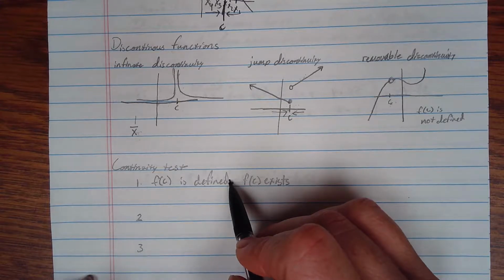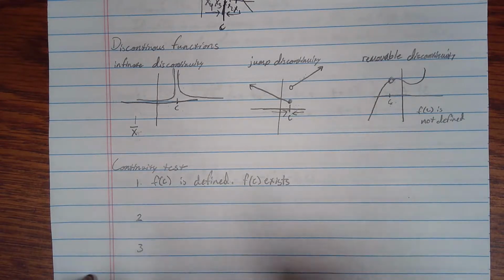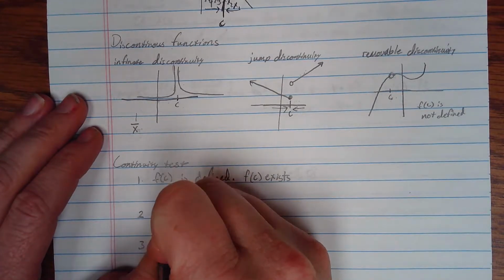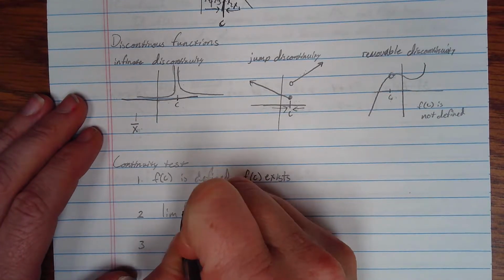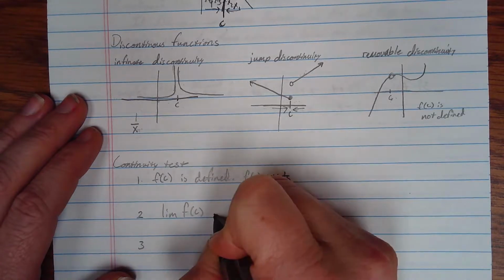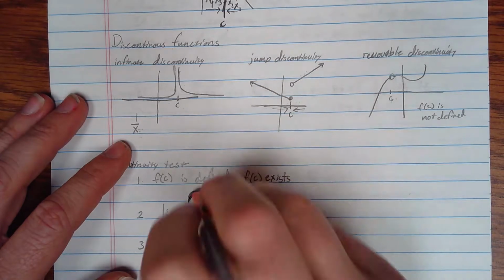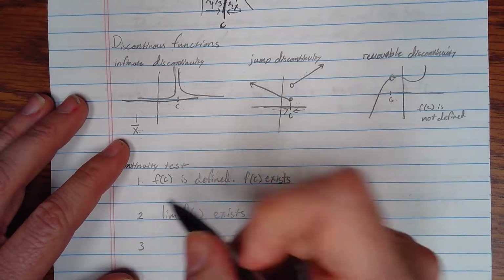The next thing, f of x has to approach the same value from each side of c. So basically, the limit of f of x as x approaches c exists.